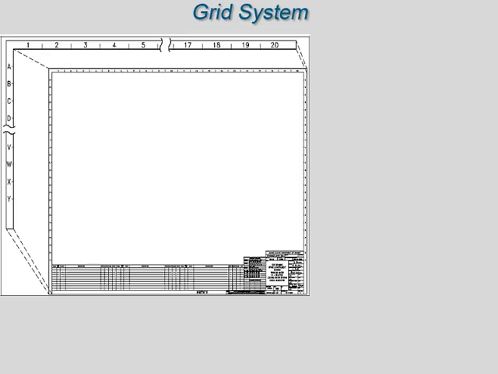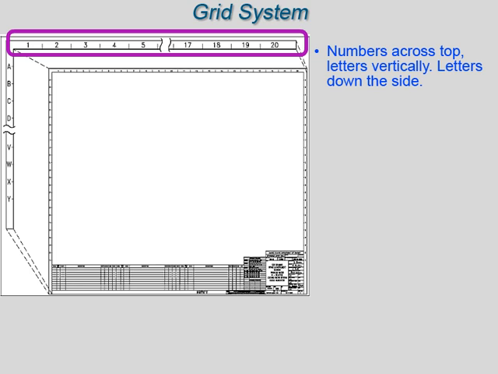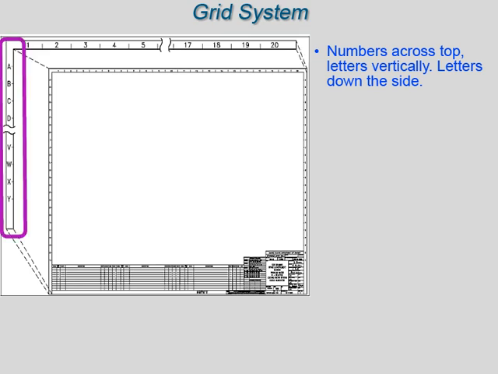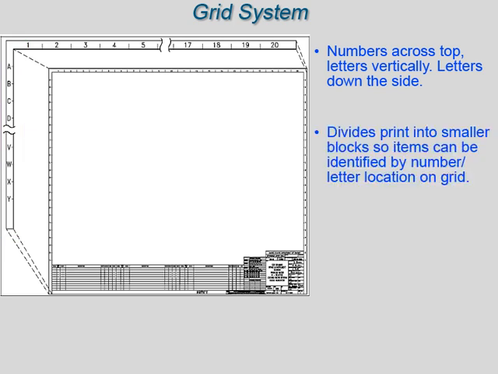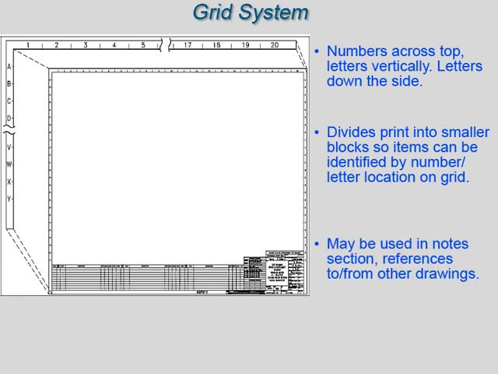The grid system consists of numbers running horizontally across the top of the print and letters vertically down the side. The grid divides the print into smaller blocks, each with a unique number and letter designation. Equipment mentioned in notes on the print and interconnection points from other drawings are referenced by a letter number designator.